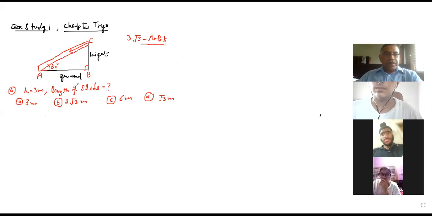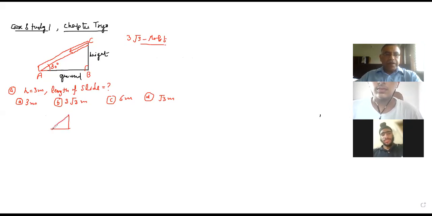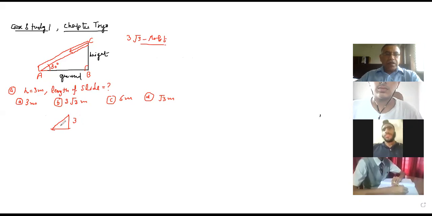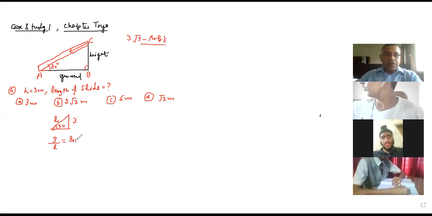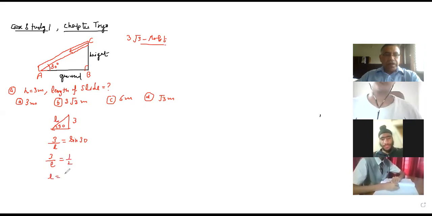Now see, height is given. He has given me the height as 3. This angle is 30. I want to find out the length. I know that the relation between height and length, this is perpendicular, this is hypotenuse, so this is sine theta. So 3 by L is equal to sine 30. So 3 by L is equal to 1 by 2. So L is equal to 6 meter.